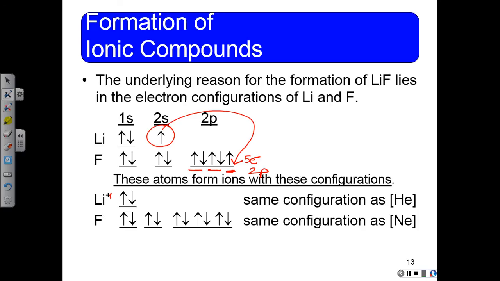Okay? And what's the point of it all? The point is for us to get configurations like that of the what? Nearest noble gas, because they are stable, right? They have a full octet.